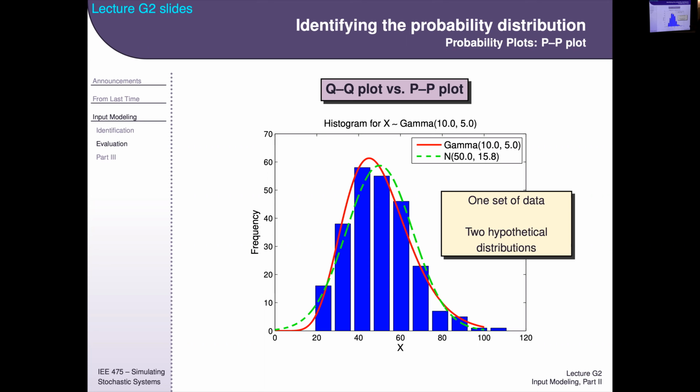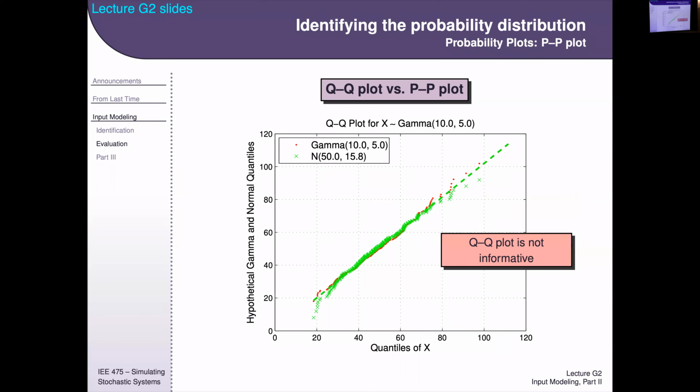And what you can see here is just visually, if I didn't know that the blue histogram was a gamma, it would be very difficult for me to tell the difference between these two hypothetical models. So I would then maybe go to the QQ plot. Here's the QQ plot for the gamma hypothesis as well as the normal hypothesis.